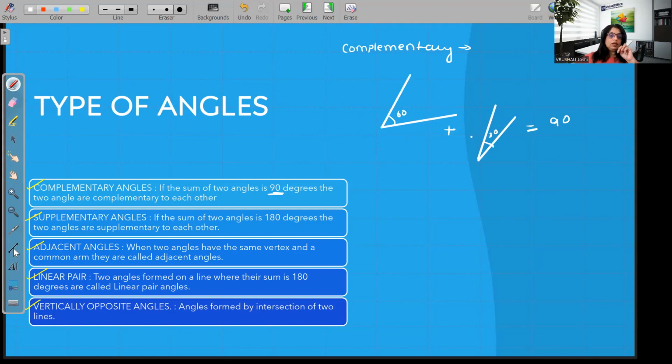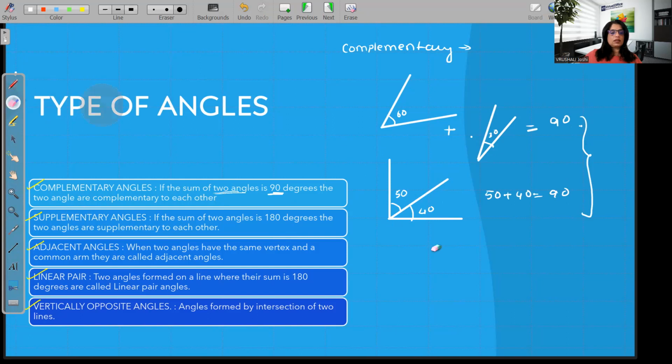Now, if you take another one, you take one angle like this and you draw two like this in between, then you can see that this angle plus this angle will form 90 degree. Suppose this is say 50 degree and this is 40 degree. So 50 plus 40 will also give you 90 degree. So in both the cases, they are called complementary angles. What is the meaning of complementary angles? If the sum of two angles is 90 degree, then the two angles are complementary to each other. That is what they say.